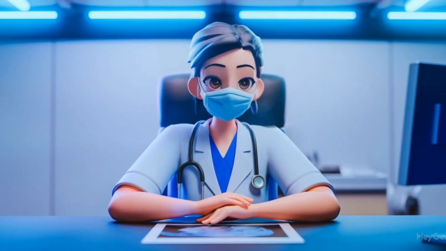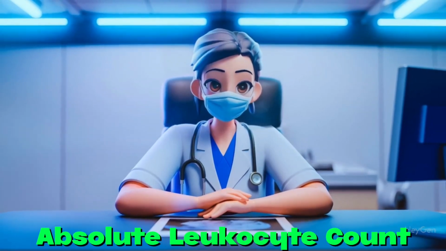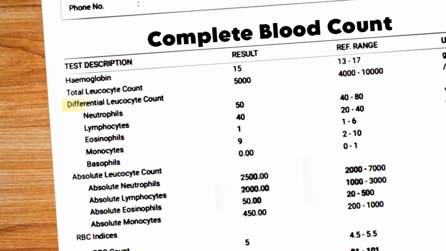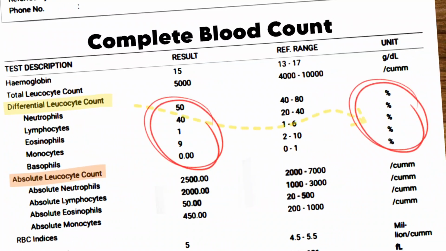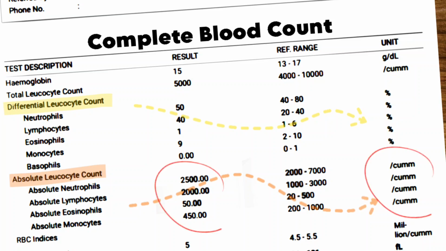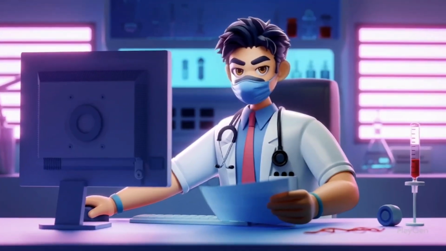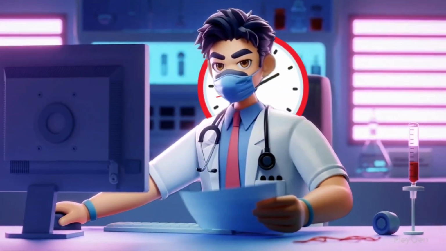Next we see in CBC report is absolute leukocyte count. The difference between differential leukocyte count and the absolute leukocyte count is that the differential WBC count is in percentage form and the absolute WBC count is in numbers. So we are not wasting time in repeating the same thing.